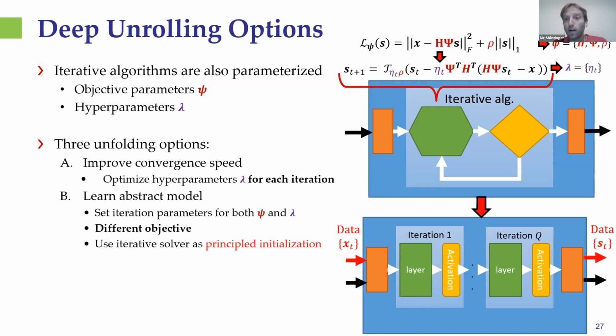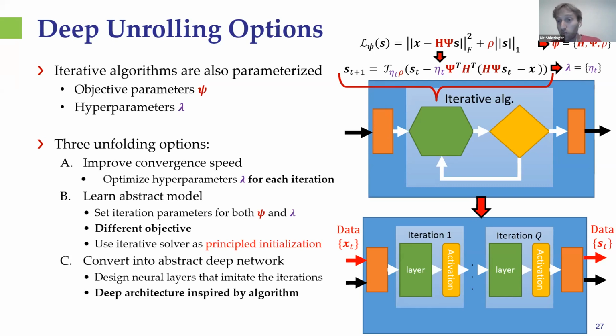You can also jointly learn both the objective parameters and the hyperparameters. By doing that, you end up having each iteration trying to tackle a different objective. Why would you do that? Because that may yield something more abstract. And perhaps by having each iteration solve a slightly different problem, the overall algorithm after a few iterations may yield improved performance.